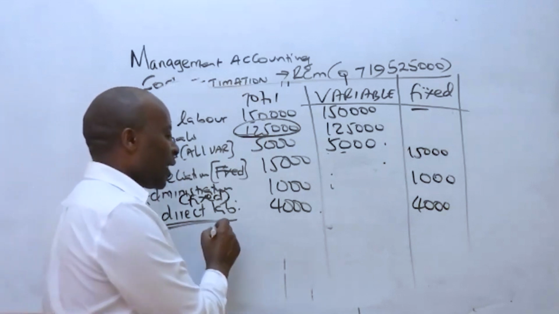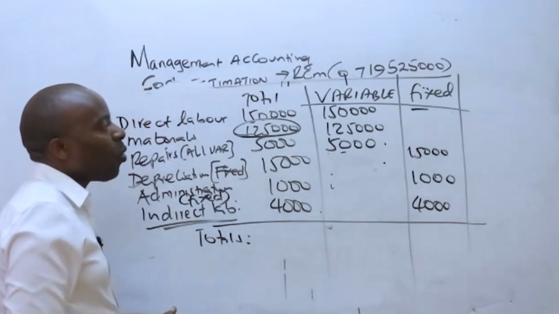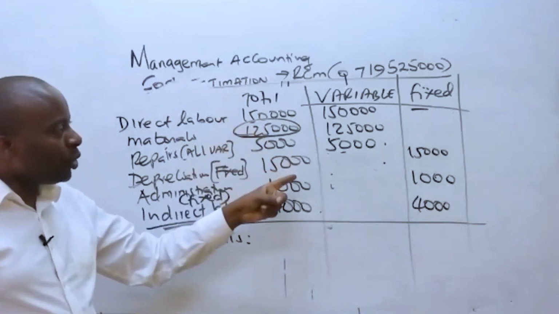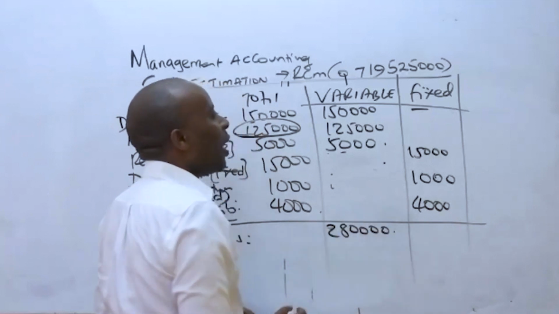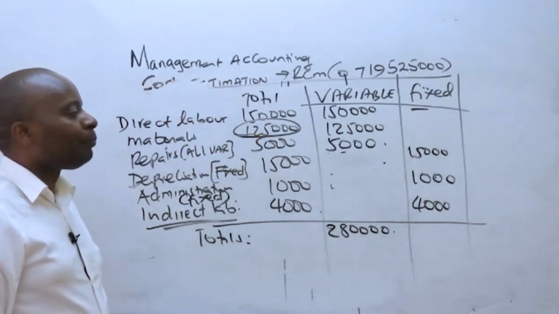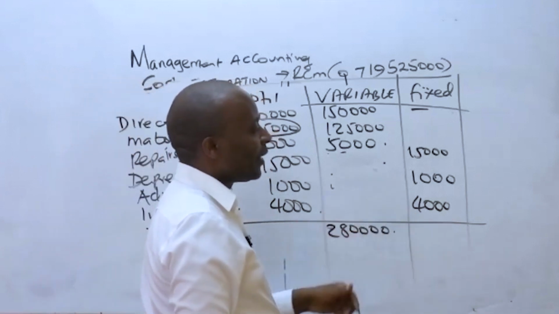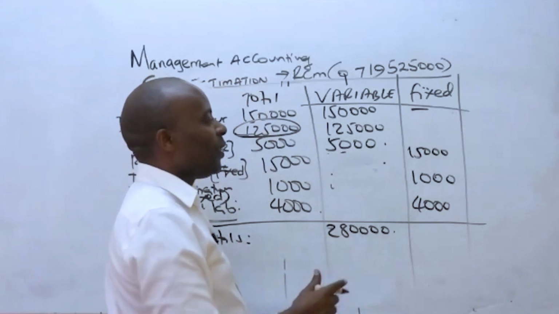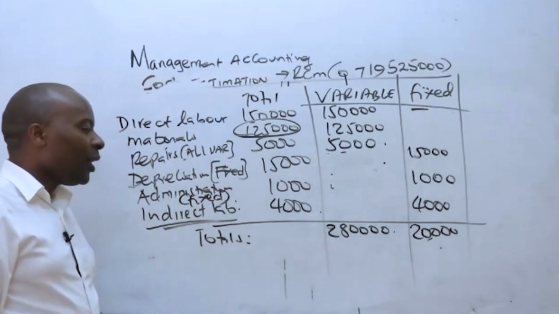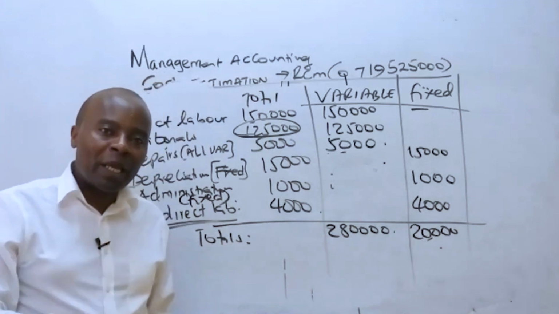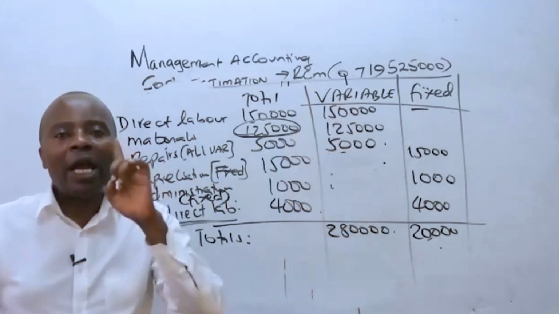So from there, give us the totals. We start with the total variable cost, 150 plus 125 plus 5,000. I'm being given a figure of 280,000. How about fixed cost? 15 plus 5, 20,000. Thank you very much. Now, ladies and gentlemen, remember the next step. Once you have total variable cost, give us variable cost per unit.